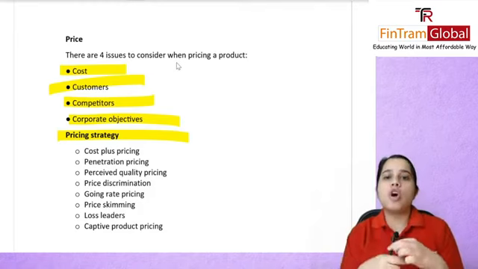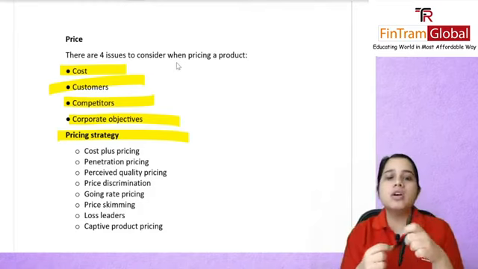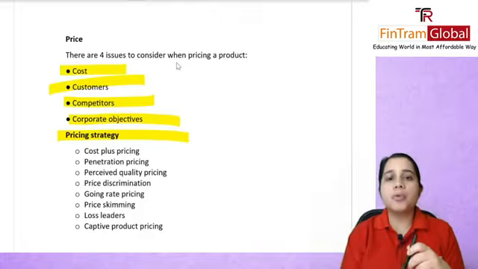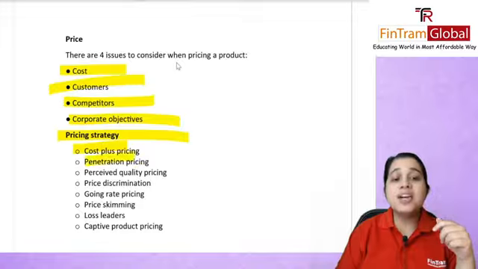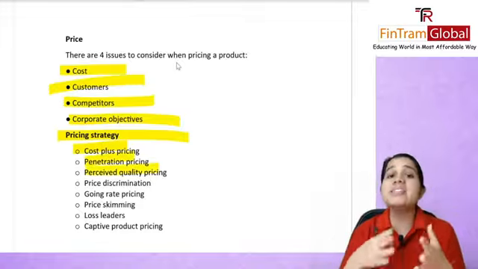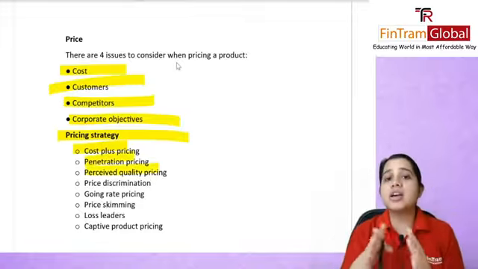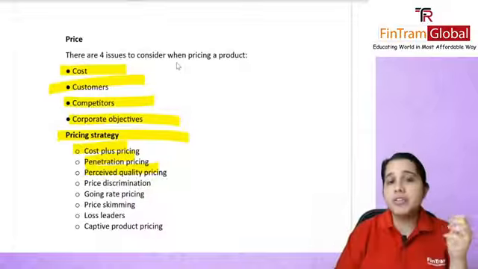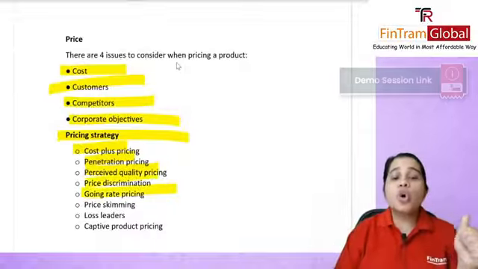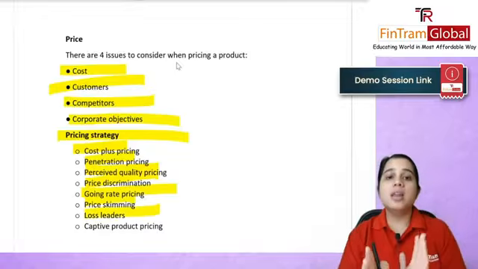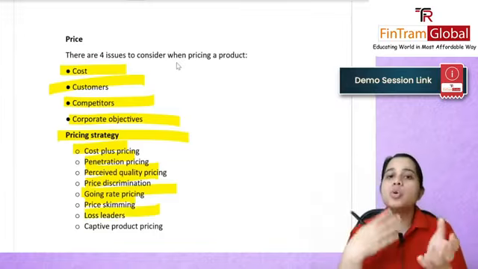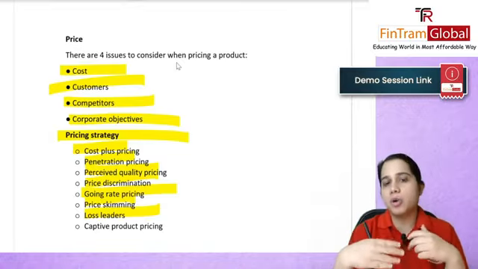So let's say the cost of making this pen is $5, and if I just want to make $1 profit, I'll sell it at $6. Then there was penetration pricing, perceived quality pricing, price discrimination, wherein you're charging different customers different prices or in different markets. There was your growing rate pricing, price skimming, loss leaders, wherein you're willing to sell one product at a loss because you will recover it from your next product.